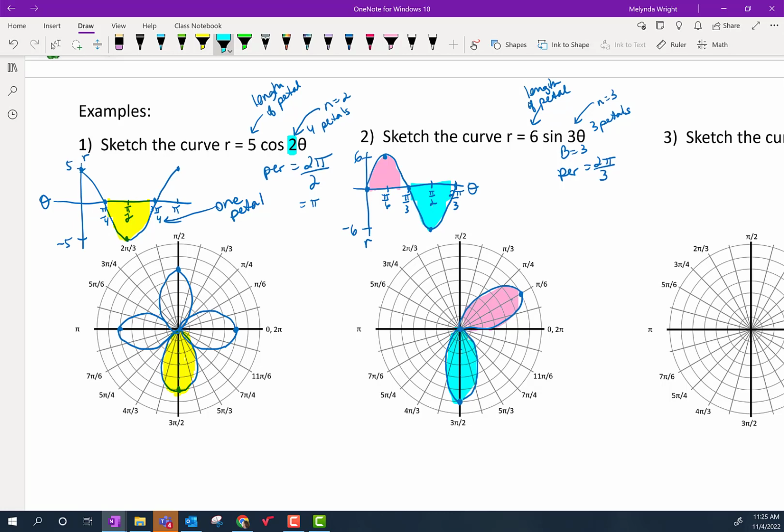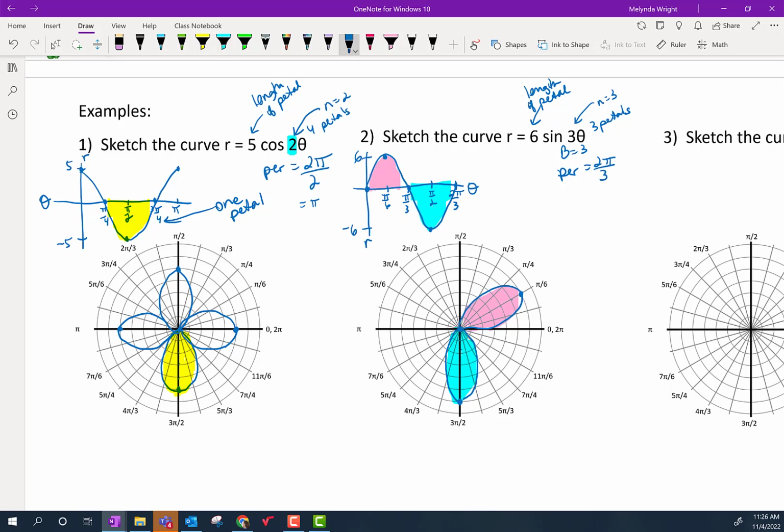Which quadrant do you think our third petal is in? Yeah, it's in the second quadrant, isn't it? Because that's where, to be symmetrical, it would need to be. And what angle measure is the petal going to reach out to? The tip of the petal is going to be at 5 pi over 6.